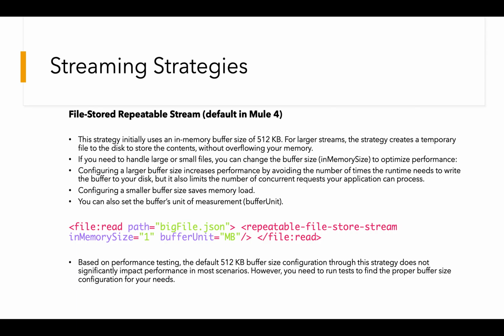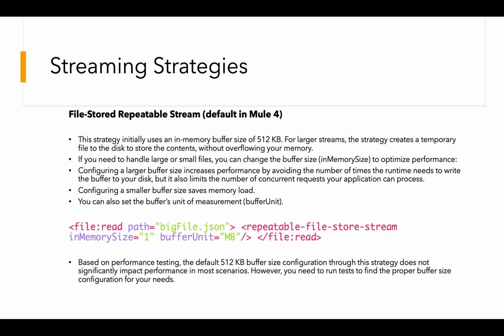So the thing here is if you are trying to increase the buffer unit, then of course it will be able to handle more number of records in one shot. But the time it will take to load all the records will give an impact on your performance as well. So you need to have an optimum level of balance between what should be the buffer size and how many records you are trying to pull into your system. A smaller buffer size saves memory load and it will be repeated multiple times.